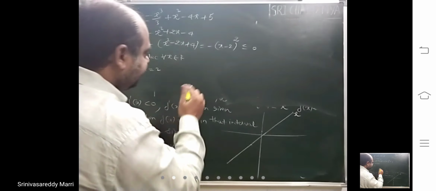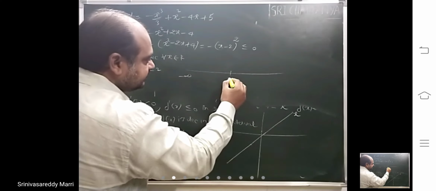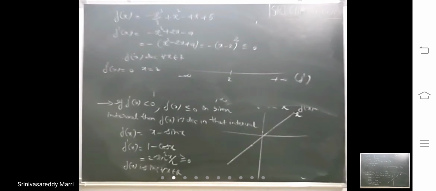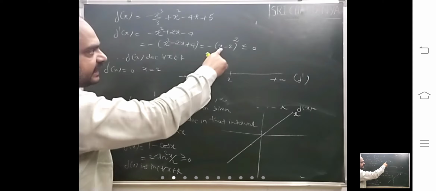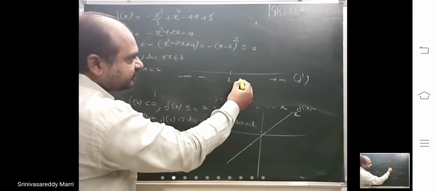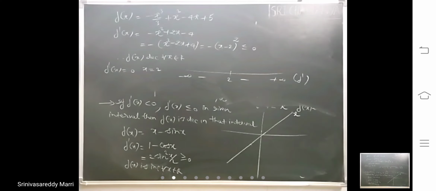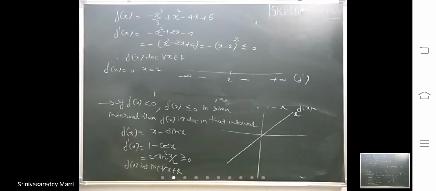Now if you write the sign diagram, critical point is 2. Minus infinity, 2, plus infinity. So this is the f dash sign diagram. You give the sign here, you substitute 0, what you will get? Negative. So after 2 again, if you substitute anything, you will get negative only. That means in the complete interval it is negative, minus infinity to infinity it is decreasing. Like that directly you can make a statement here itself.